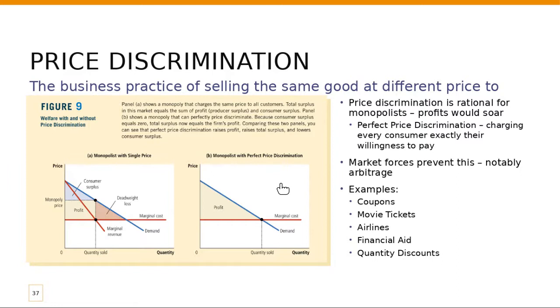With perfect price discrimination, you do reach the socially optimal quantity. The difference is you have managed to gobble up all the consumer surplus. So all the consumer surplus has become profit for the monopolist.